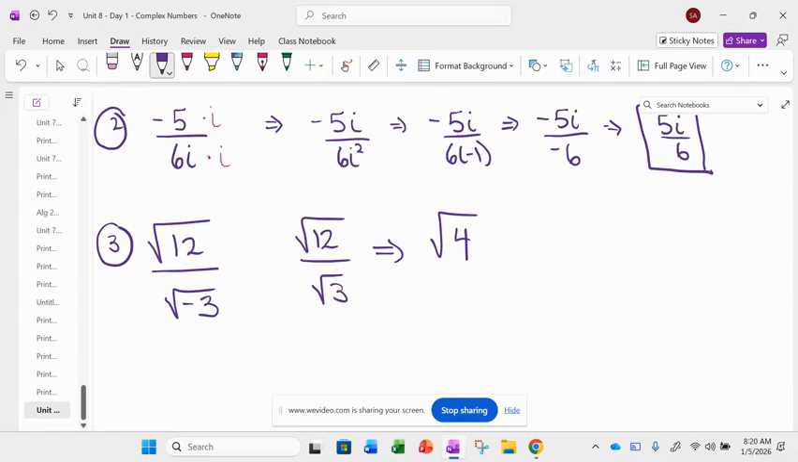Why can't I do that here? It will compromise the integrity of the problem because it's not a real number, right? The square root of -3 is not a real number. So what we first have to do is fix that radical. And when we fix that radical, I have the square root of 12 over i root 3.